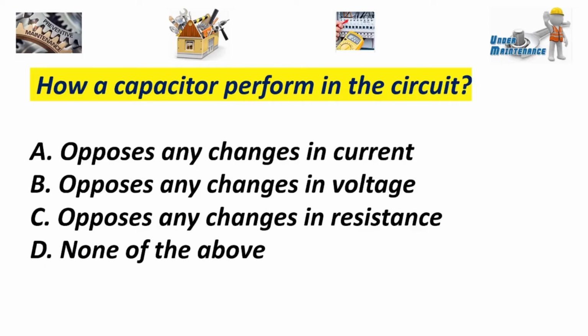How does a capacitor perform in the circuit? A. Opposes any change in current. B. Opposes any change in voltage. C. Opposes any change in resistance. D. None of the above. Answer B. Opposes any change in voltage.